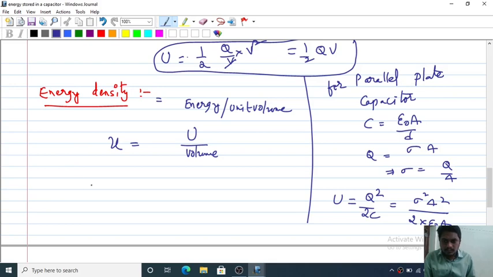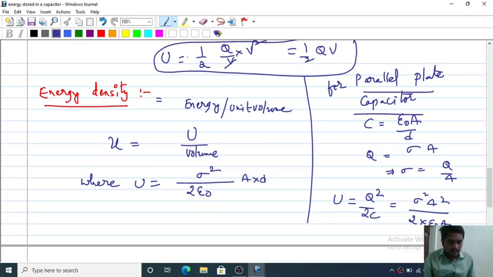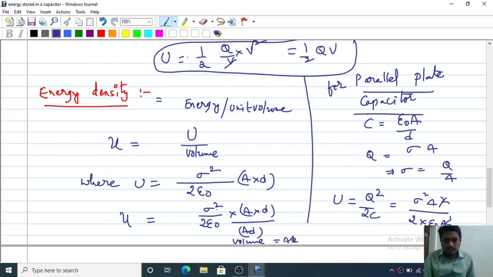So therefore we'll get U, and I am taking a particular case for a parallel plate capacitor. I want to find out the energy between the plates of a parallel plate capacitor. Therefore U is equal to sigma square by 2 epsilon naught A into D. A got cancelled. Area into distance gives us the volume. Therefore U is equal to sigma square by 2 epsilon naught into AD, so this is AD. Volume is equal to A into D, that is why these two will cancel.